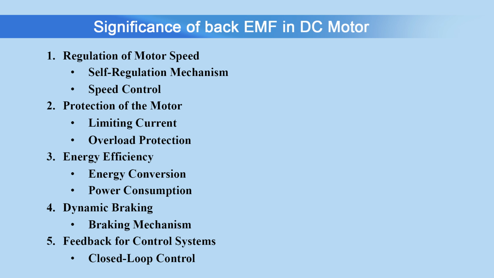The next point is feedback for the control loop. Closed loop control can utilize this back EMF. In an advanced motor control system, the back EMF can be used as feedback to precisely control the motor speed and position. By monitoring the back EMF, the control system can adjust the applied voltage to achieve the desired performance.